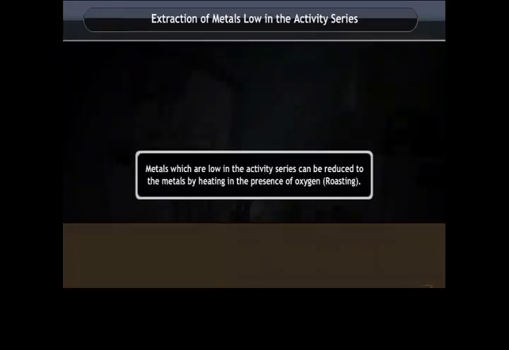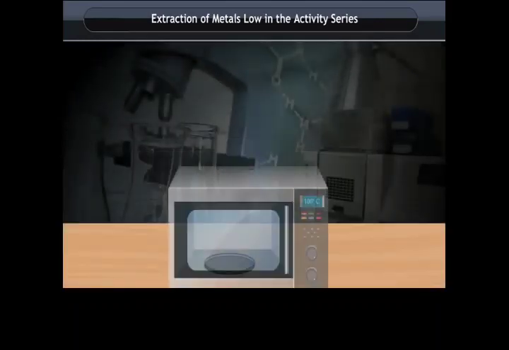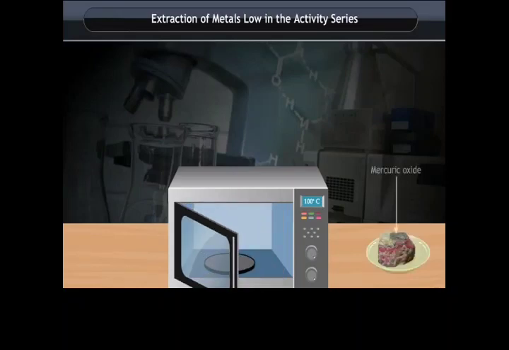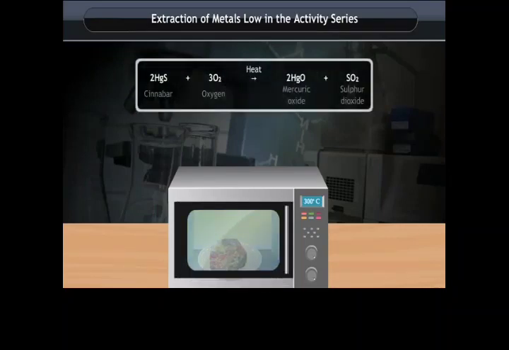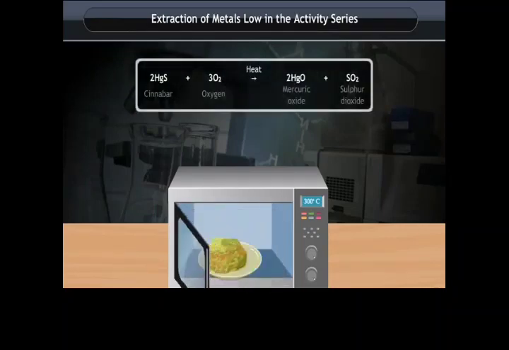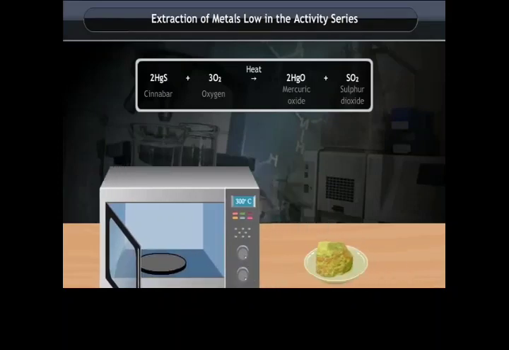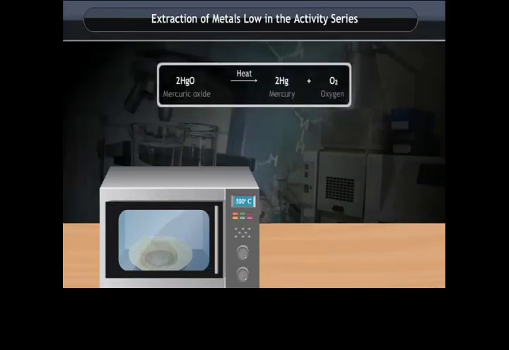Extraction of metals low in the activity series. Metals which are low in the activity series can be obtained by heating in the presence of oxygen. This process is called roasting. Mercury is obtained from its ore cinnabar, HgS, by heating in the presence of oxygen. When it is heated in the presence of oxygen, it is first converted into mercuric oxide, HgO, and on further heating, it is reduced to mercury.